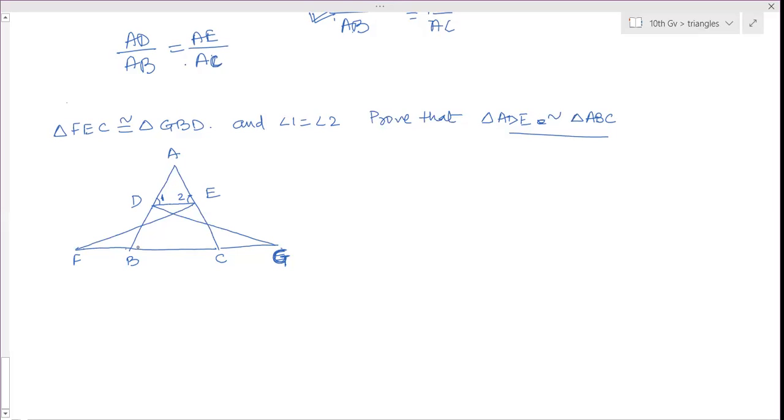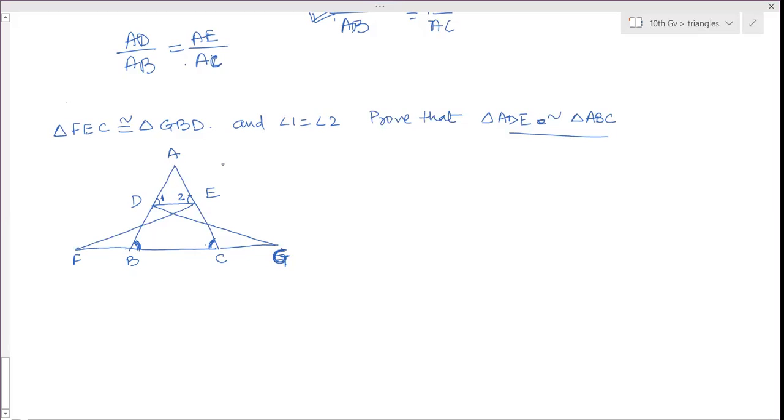Okay. Angle D is what? B and C are equal. Yes, FEC, C angle, and BDG, B angle. So these two angles are equal. If these two angles are equal, opposite sides will be equal. So that means in triangle ABC, angle B and angle C are equal. Therefore, AB is equal to AC. Then 1 and 2 are equal. So therefore, AE is equal to AD.